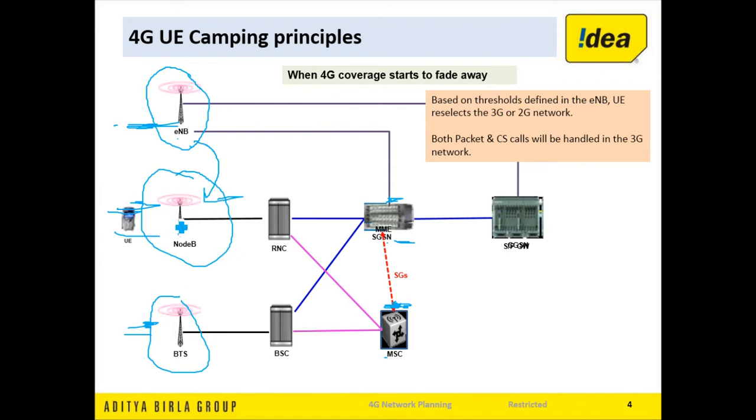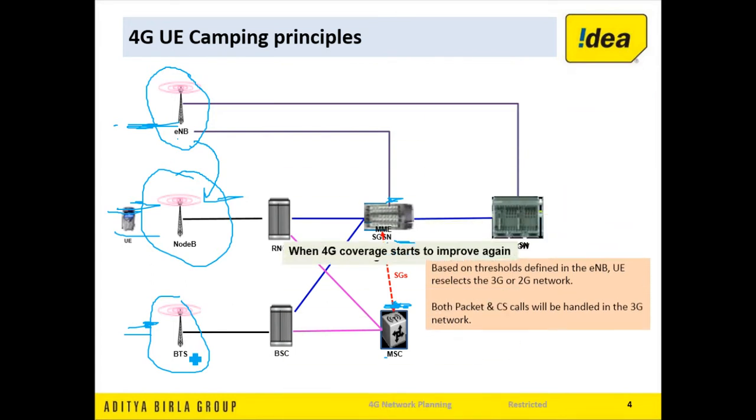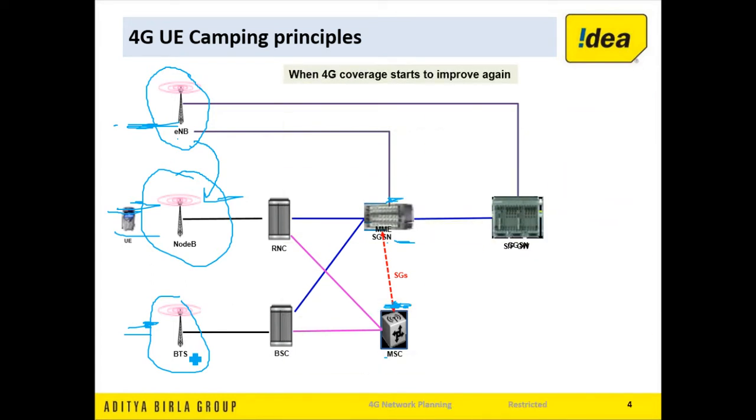If somehow, let's assume that 3G is not there, there are scenarios which can arise. In that case, UE will move from a 4G network to a 2G network. So let's assume the case that when UE has moved from a 4G to a 3G layer, and now either it has gone out of the coverage scenario, or the 4G coverage is improving when it is moving in a certain direction.